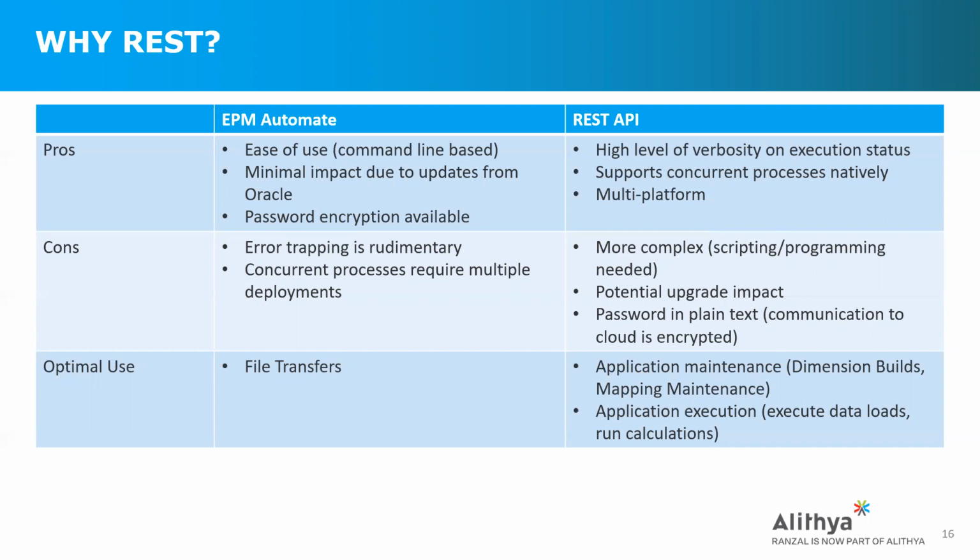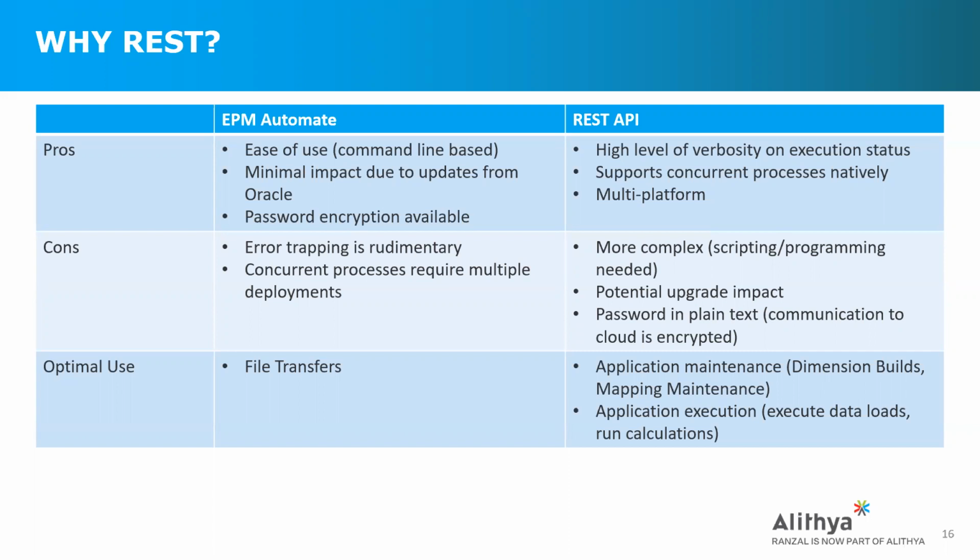Cons to EPM Automate: the error trapping is pretty rudimentary. The messaging that you get back from EPM Automate pales in comparison to what the REST API offers you. So if you're trying to create more of a decision tree type logic in your code to say, okay, if this is successful, then go do this. If it fails, then take this other action, and maybe include information about that failure in taking that other action, like alerting. It's a lot more difficult to do with EPM Automate, where the REST API is verbose and tells you a lot. EPM Automate doesn't.